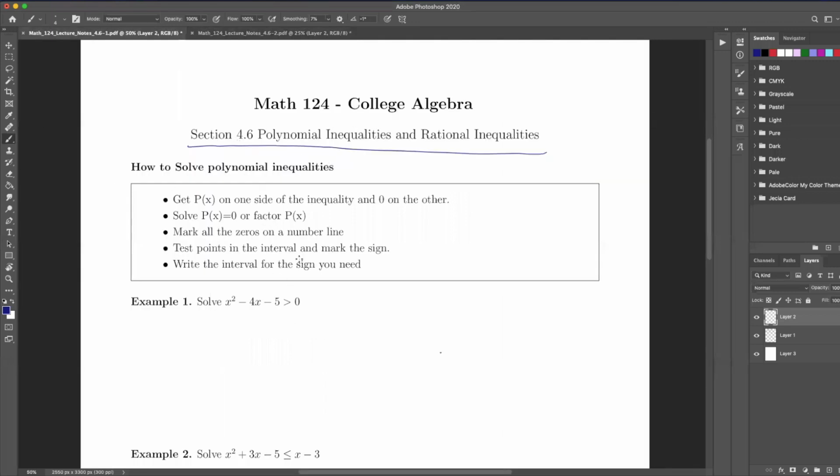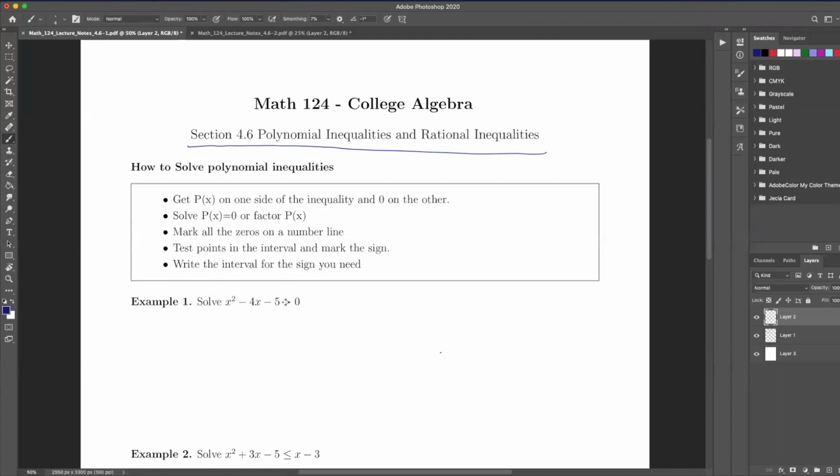So to solve the polynomials, we're going to get our polynomial on one side of the inequality and a 0 on the other. And we definitely want a 0 on the other. We're going to solve or factor. So all the things we learned how to factor and solve and all that division stuff is going to come into play now. We're going to mark all the zeros on the number line and test points in the interval and mark the sign. And then write the interval for the sign you need.